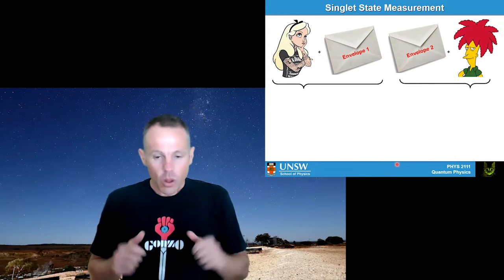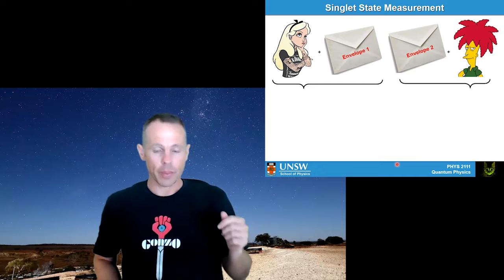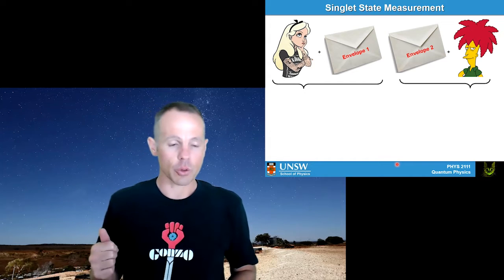Okay, so what we do is we have envelope 1, envelope 2. Envelope 1 will go to Alice, envelope 2 will go to Bob.